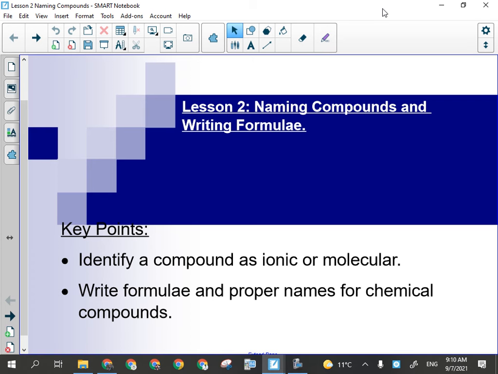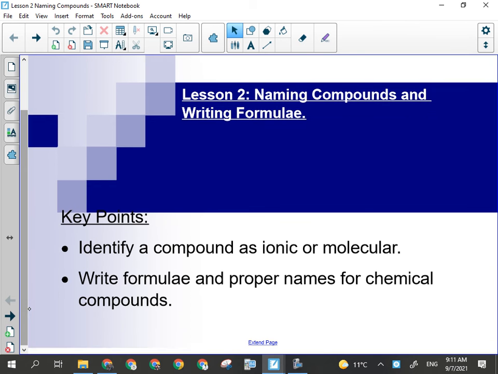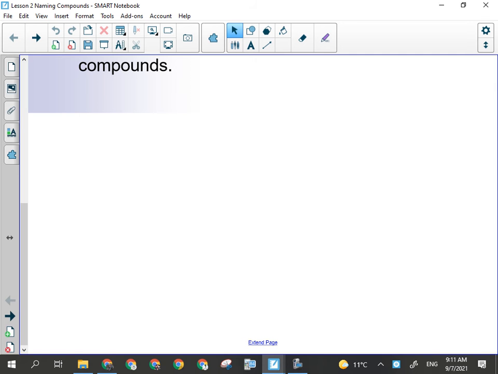So, key points for today. First thing we have to be able to do if we're going to write the name for an ionic or a molecular compound is be able to recognize a compound as being ionic or molecular. Be able to look at it and say, that's an ionic compound, that's a molecular compound. Anybody remember how to tell the difference? Yes. An ionic compound is a metal and a nonmetal, and a molecular compound is two nonmetals.